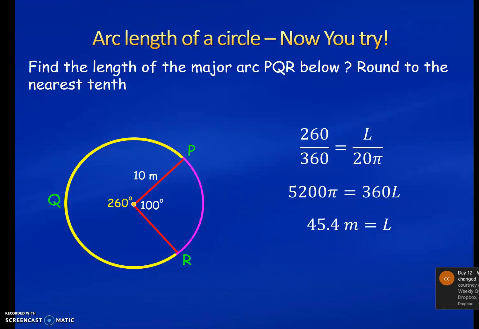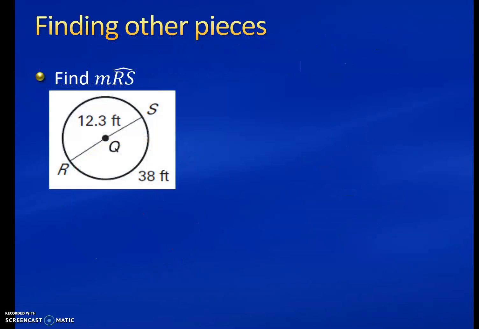All right, so we've found length in these last couple examples, so now let's look at a couple where we're finding something else, okay? So in this one here, we're finding the measure of the arc RS, so thinking about the proportion. The blank spot is going to be the measure of the arc in terms of degrees, because I give you the 12.3. So the 12.3 represents the radius, not the diameter, just so you know in this problem. But I am giving you the 38 feet, which is the length of this little arc right here.